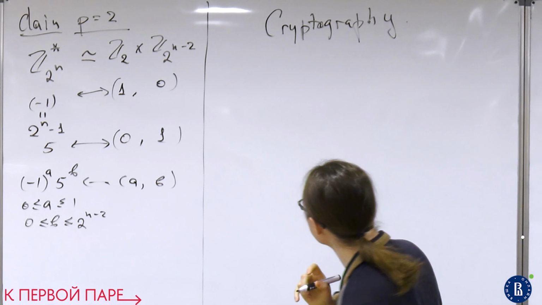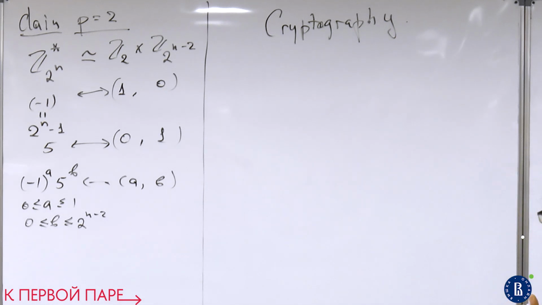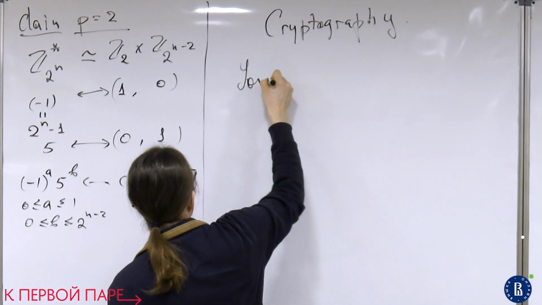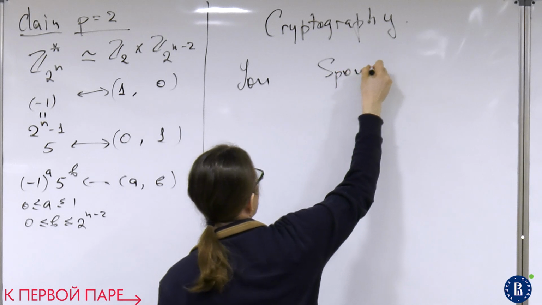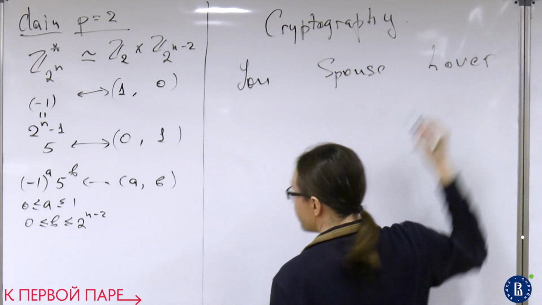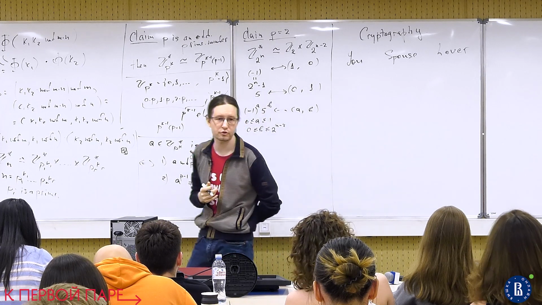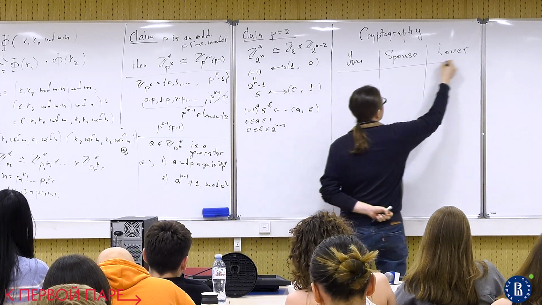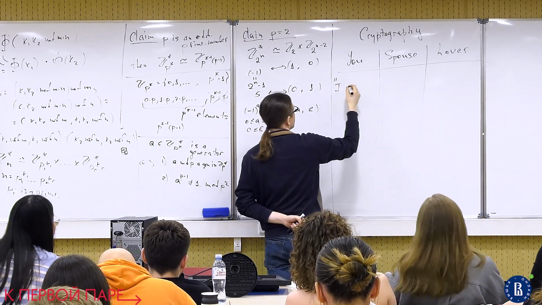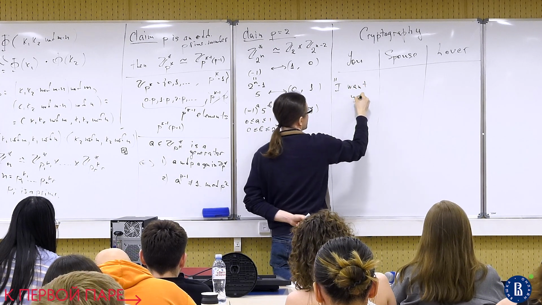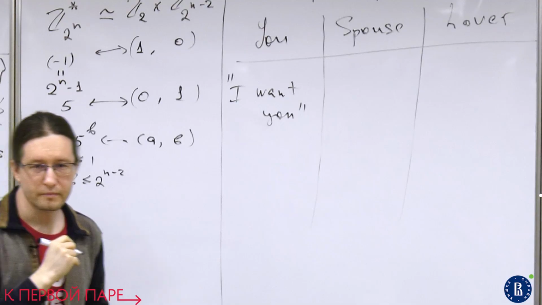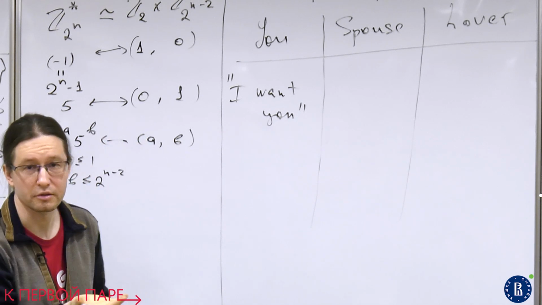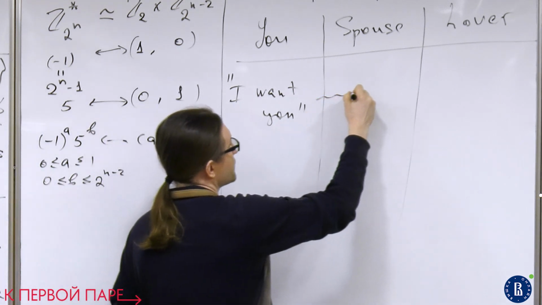Well, I want to start with a description of a general issue we're fighting with. So suppose there is you, there is your spouse, and there is your lover. 3 actors, as usual. And you have a message. Okay? Well, just an innocent one, nothing special. And you want to send this message.